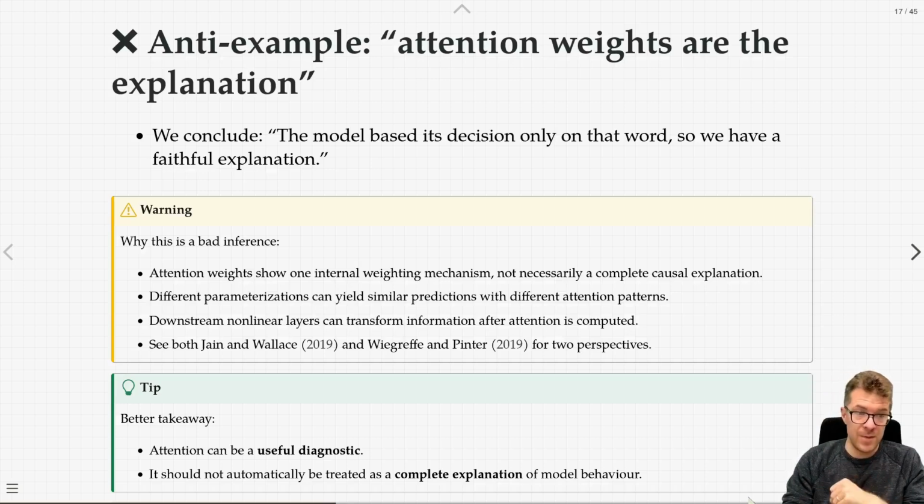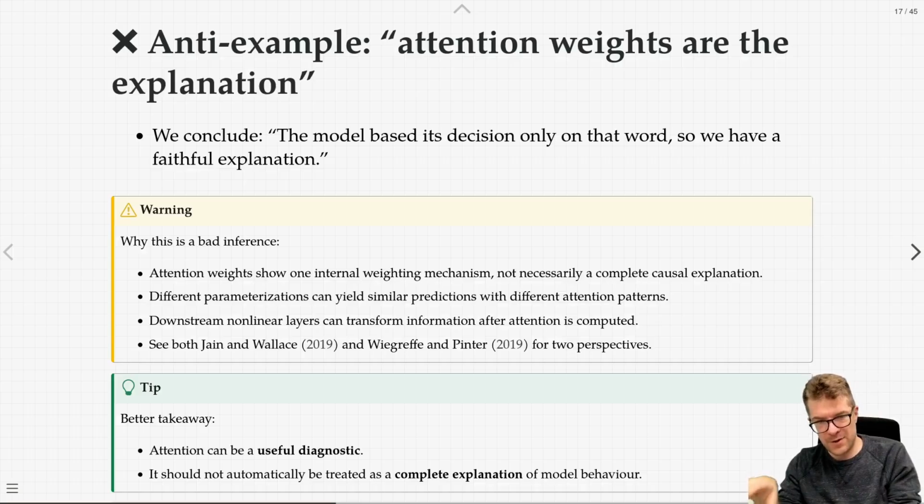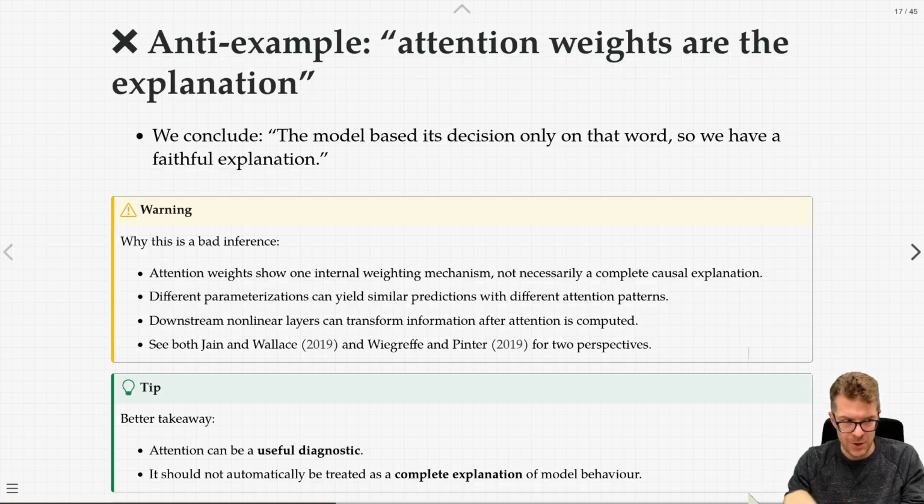The downstream nonlinear layers can transform information after the attention is computed. So there's more going on in the classification, a little bit after the attention mechanism. So again, attention by itself is not the whole story.